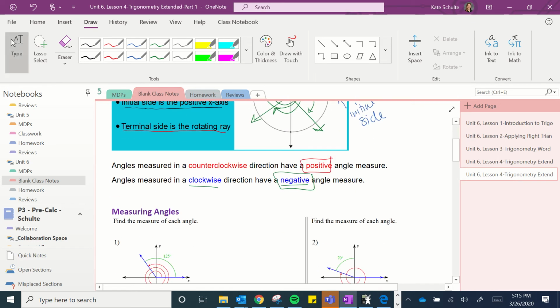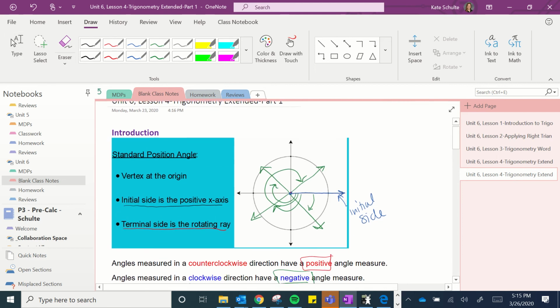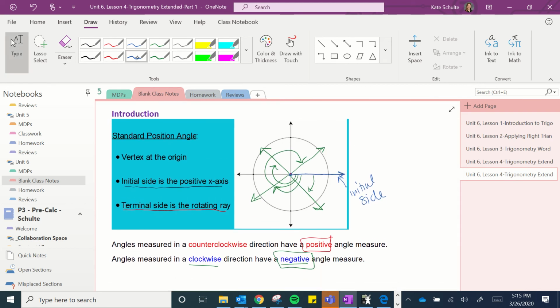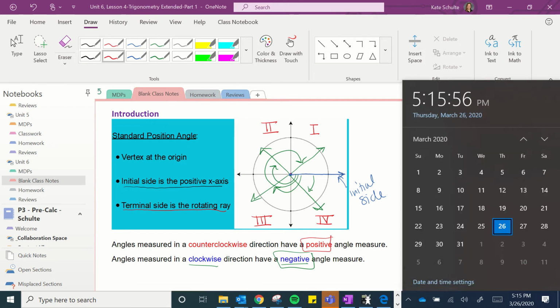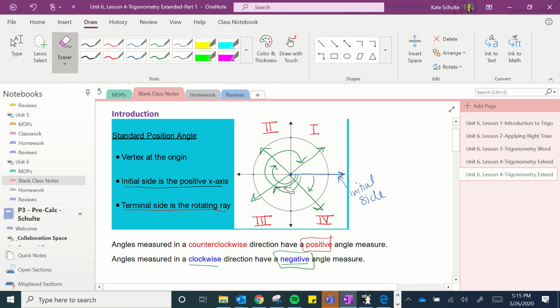All right, so let's look at actually trying to measure some of these. We remember that we have quadrants here, and I'm going to talk a lot about quadrants. Here's my first quadrant, second quadrant, third quadrant, fourth quadrant. When I start here at the initial side, everything that we've dealt with so far in right triangles has all been in the first quadrant. So now we're moving around here.